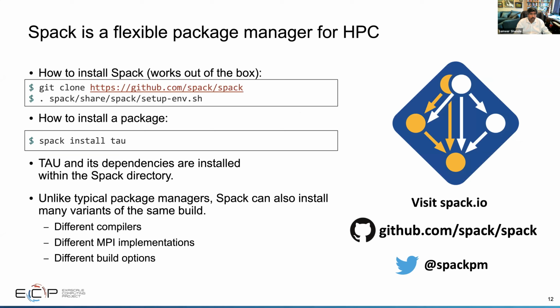So to use Spack, you can just do a git clone on the repo, and just source the setup environment. And this is important, as you will see, even in the case of deploying our packages using Spack within a container. And how do you install a package? You can just say spack install the spec. Here, spack install tau will install the TAU performance system and all its dependencies.